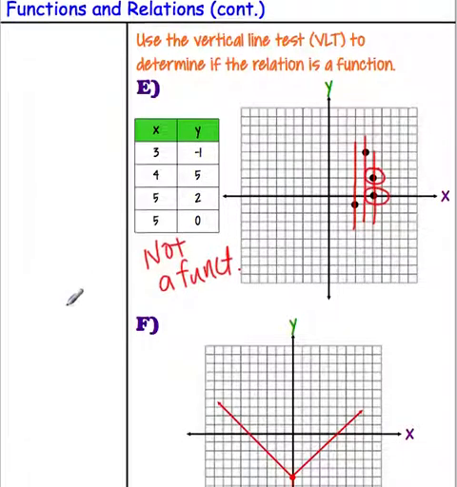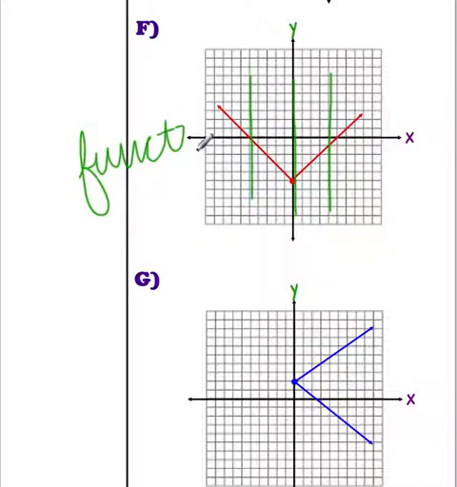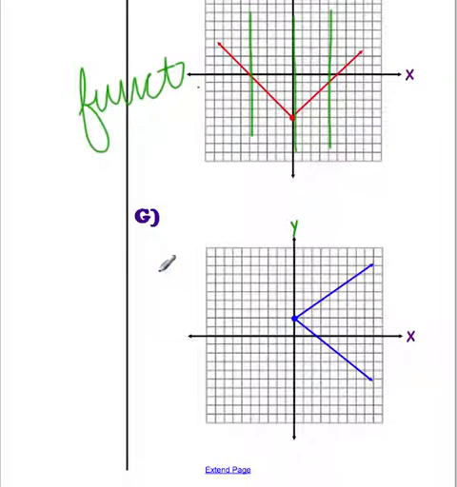Now if we look at this next one, I've got 2 more here. I'm going to go ahead and draw my vertical lines. I can see that no matter where I draw my lines, I'm only going to go through 1 point. That makes this a function. And if I look at this next one here, start drawing my vertical lines, and right away I see I hit the graph at 2 different places, therefore making this not a function.